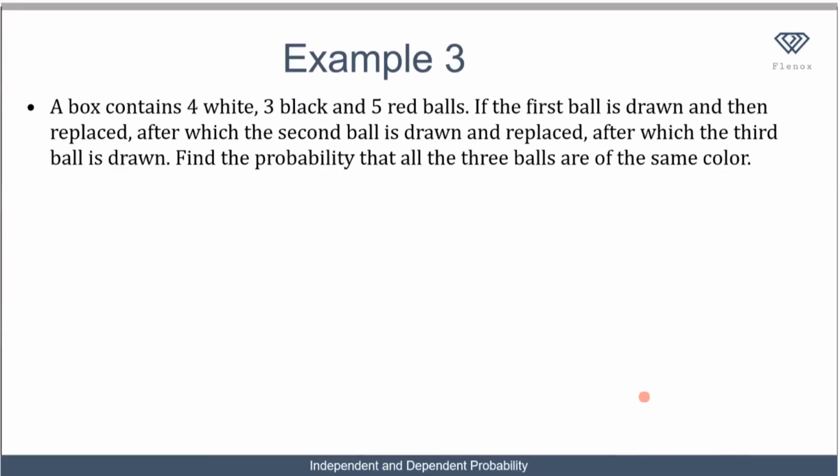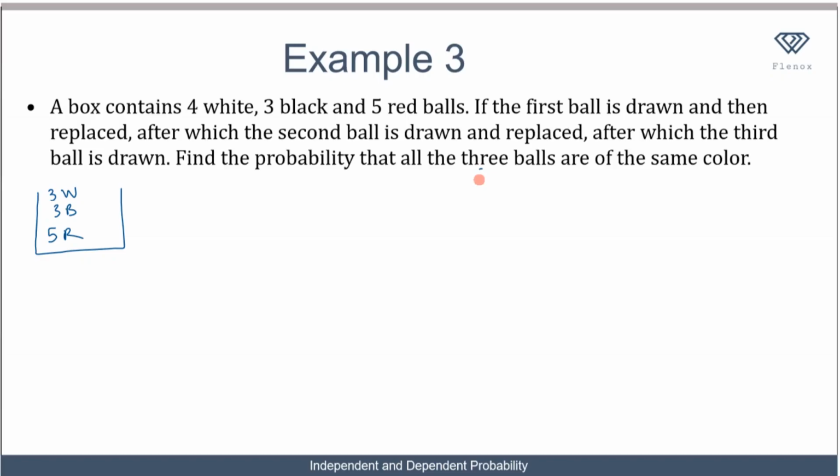Now let's take a look at this final example under independent events. A box contains 3 white, 3 black and 5 red balls. So I'll write that out again. If the first ball is drawn and then replaced, after which the second ball is drawn and replaced, after which the third ball is drawn, find the probability that all the 3 balls are the same color.